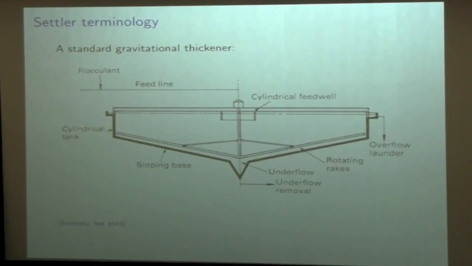At the bottom, we have a rotating rake, whose purpose we'll talk a bit about in a minute. And the solids will settle and come to the center over there via the sloping base, and they get removed in the stream that we call the underflow. So the underflow is the primary stream that consists primarily of solids. Then the overflow over on the top left over there, being circular, it actually exists all around this basin, is primarily liquid, with very little solids. So we have our feed, our overflow, and our underflow. Those are the two terms that I really want to introduce with this slide.